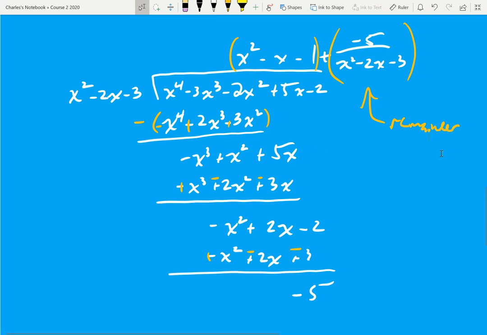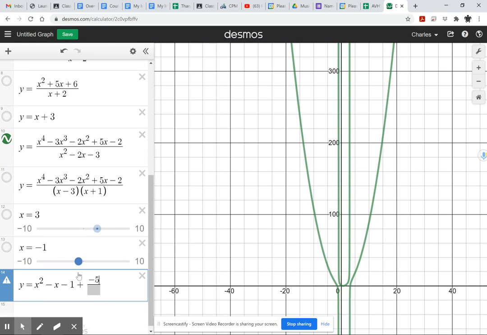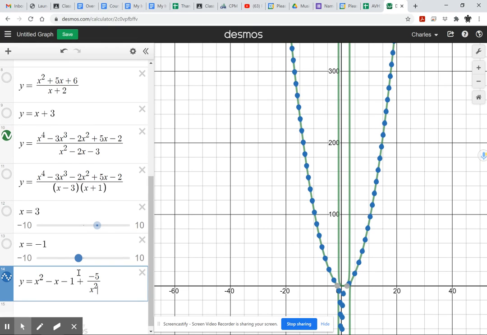And if you think about what that remainder is going to look like in another way, it could be -5 over x minus 3 times x plus 1. What would be true of this function? Just this part here, well, it would have vertical asymptotes at 3 and at -1, excuse me. So if I want to make it exactly identical, I can do -5 divided by x squared minus 2x minus 3. And now they're exactly identical.